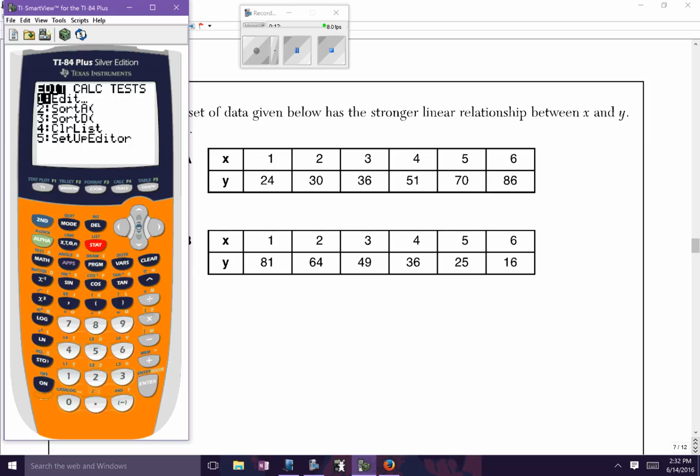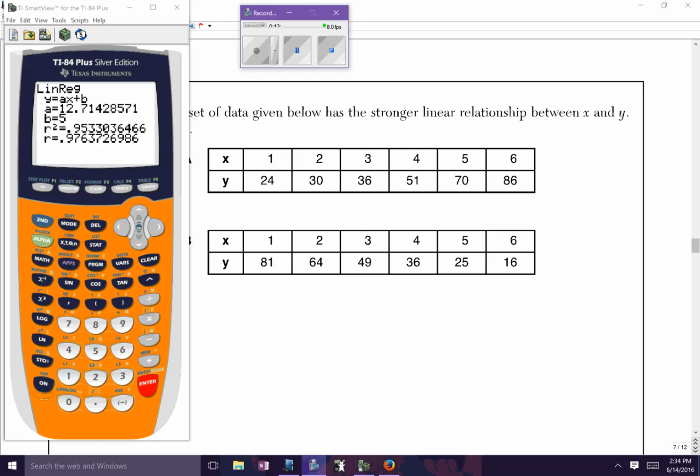Okay, so now I'm going to go back to my stat, calc, choice 4. I'm going to hit enter again. Ooh, let's say something happened here. Stat, calc, choice 4, hit enter. Hold on one moment, I'll be right back. All right, sorry about that.